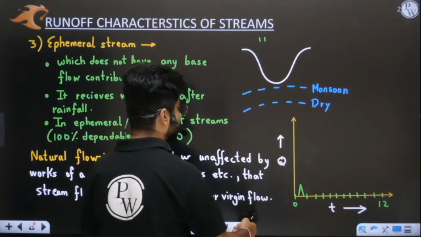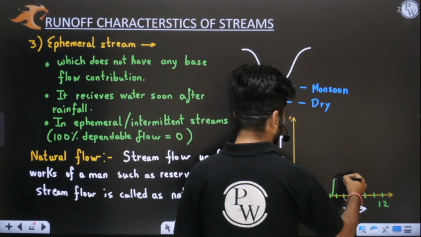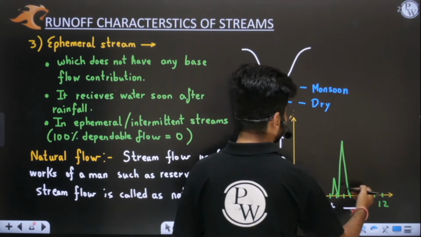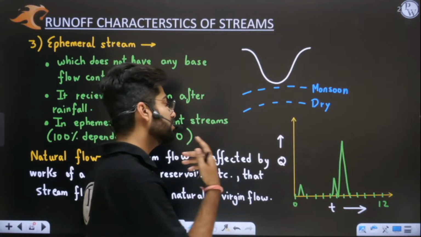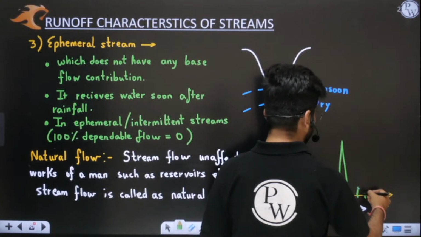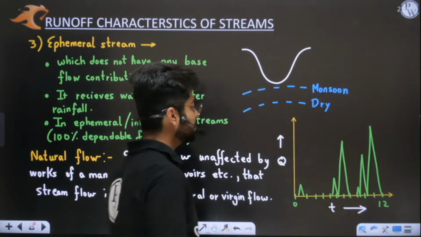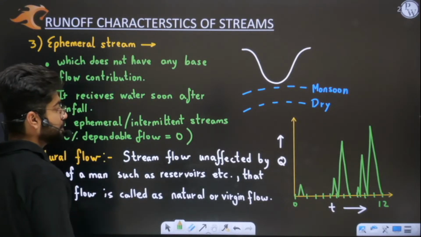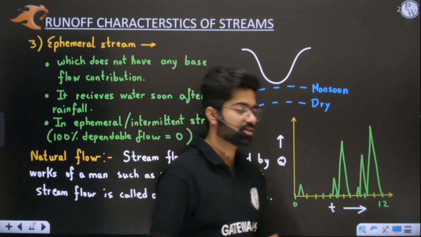Again, in the months of June, we have more rainfall. So like this you will have certain peaks. These are flashy rivers, these are flashy streams. Immediately water will be there and it will drop away immediately. Like this you will have certain peaks. I hope this is very clear to you. So this is your hydrograph of your ephemeral stream. I hope this is clear.